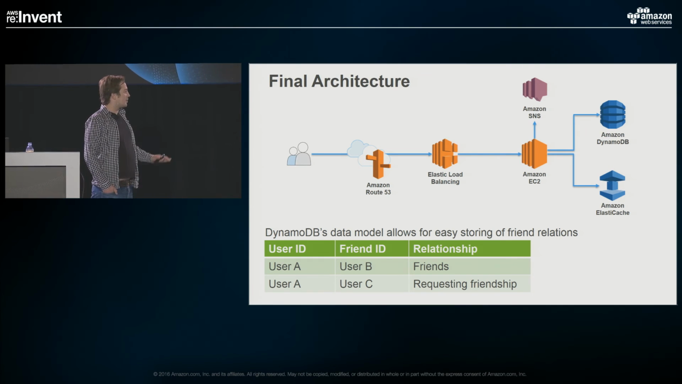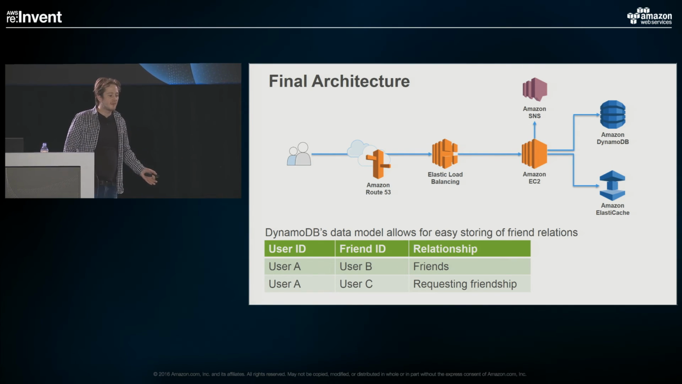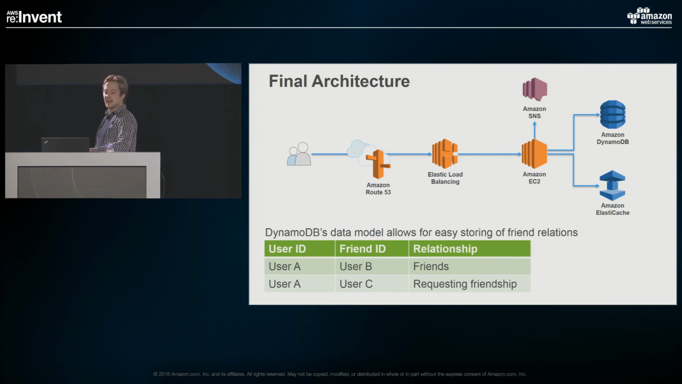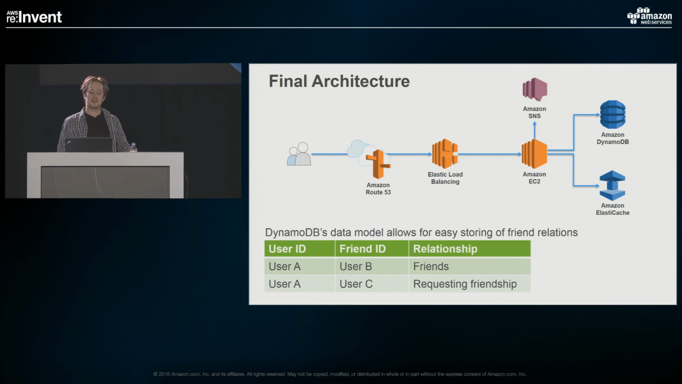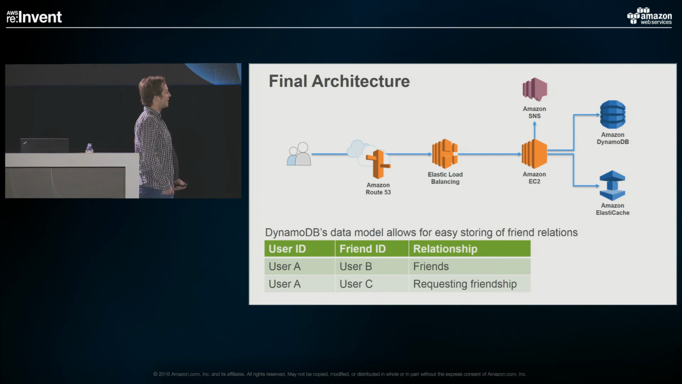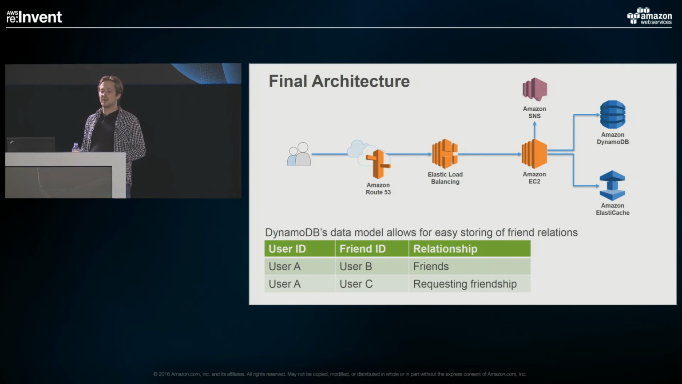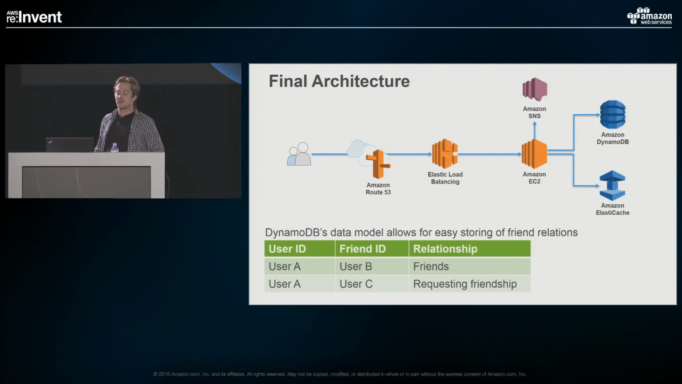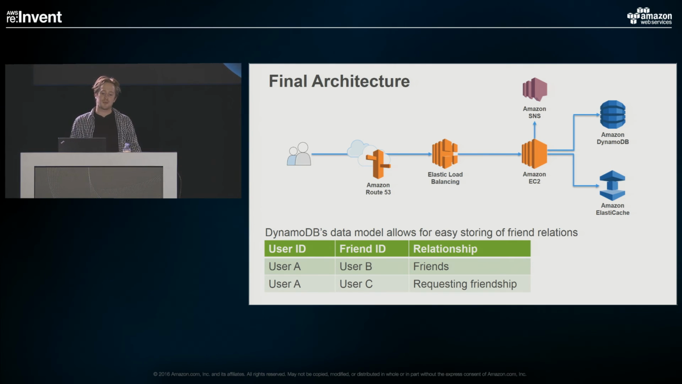So the primary key is the user A, and the second key is user B or C, and the relationship is stored with that. So in this case, user A and B are friends, and user A and C are requesting friendship. Well, A is requesting C to become their friend. So DynamoDB's data model is very suited for storing those kinds of relationship data.